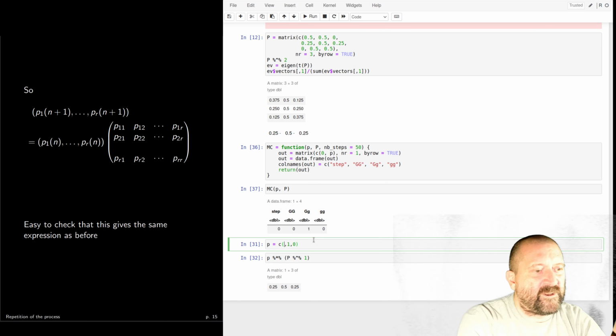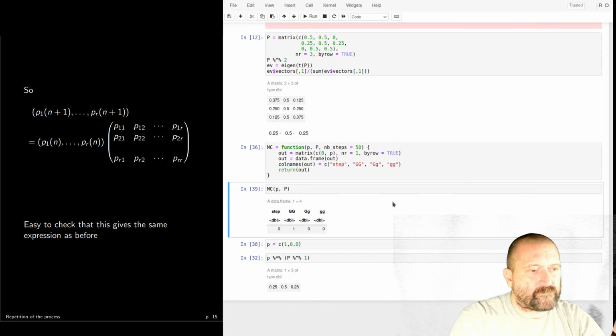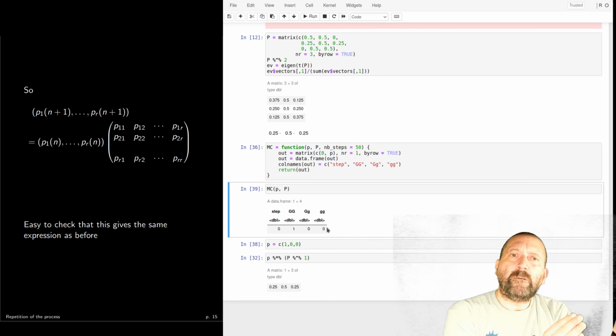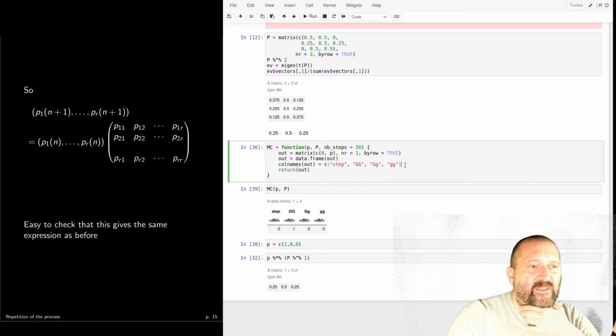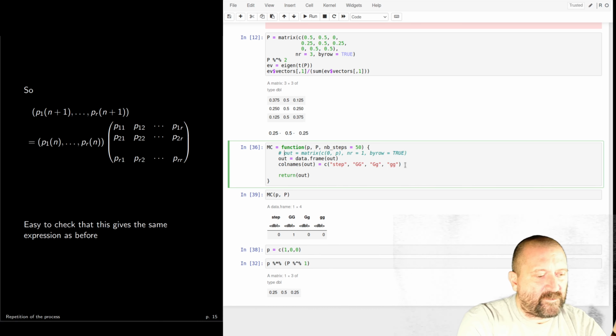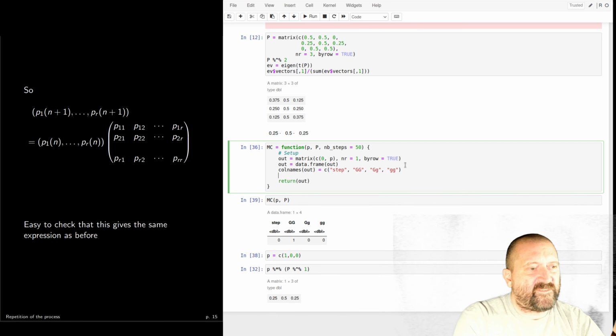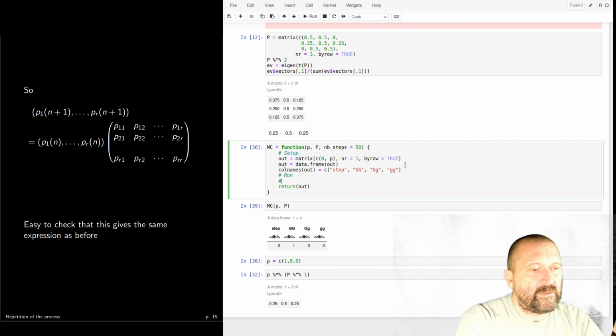Let's say that instead of this, we are starting with this, and let's try here. Okay, so indeed, my step is going to be just the step, and this is going to have a 1 in the state that is occupied by the chain at whatever step I'm looking at, and zeros for the other states. And so what I need to do now, so this is set up, now let's say run, and return result.